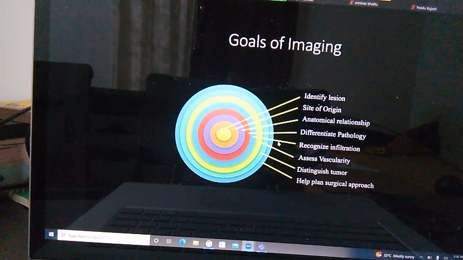So what are the goals of imaging? In any imaging, one is to identify the lesion, and second is the site of origin, where exactly the origin is, and what the anatomical relationship is: where it originated, where it is going, and what critical structure is close by. Next is to differentiate the pathology and recognize if any infiltration or bone erosion is there. We also need to assess the vascularity and distinguish the tumor from other lesions. And imaging is also used to plan the surgical approach. These are the fundamental principles of imaging, why we use it.